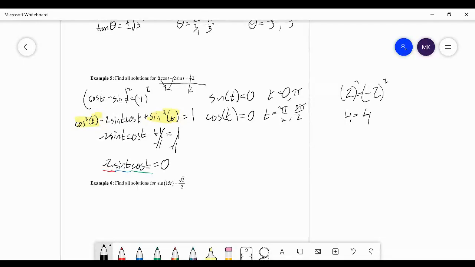So the easiest way to check these is very simply just to plug in 0, pi, pi over 2, 3 pi over 2 back into your original equation. And I would do this using a calculator. Unfortunately, I don't have a calculator to show you guys on here. So what you're going to do is make sure your calculator is in the correct mode, in radians mode.